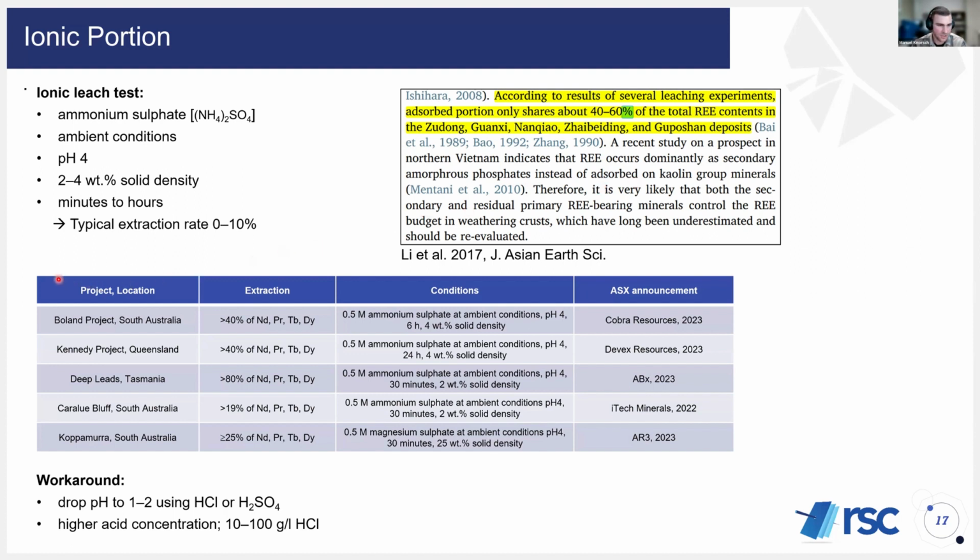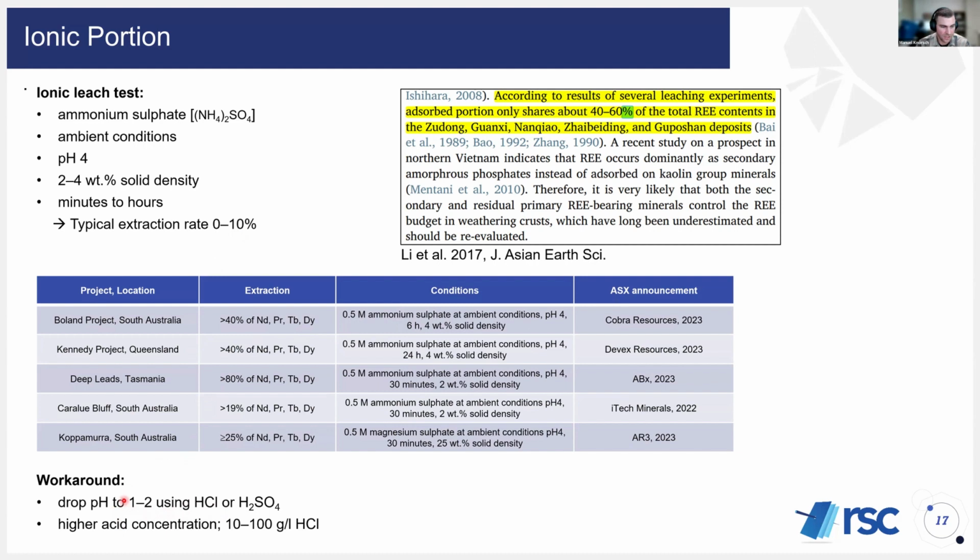There are a few examples here from South Australia, Queensland, Tasmania, mostly of isolated samples that they've done test work on that got some better extraction rates for those 4 favorite candidates, and those are the conditions here. So some companies do get good recoveries every now and then. If they don't, if they have the 0 to 10% extraction rate, a lot of companies either keep the same conditions and then they just drop the pH to 1 to 2 using hydrochloric acid or sulfuric acid.